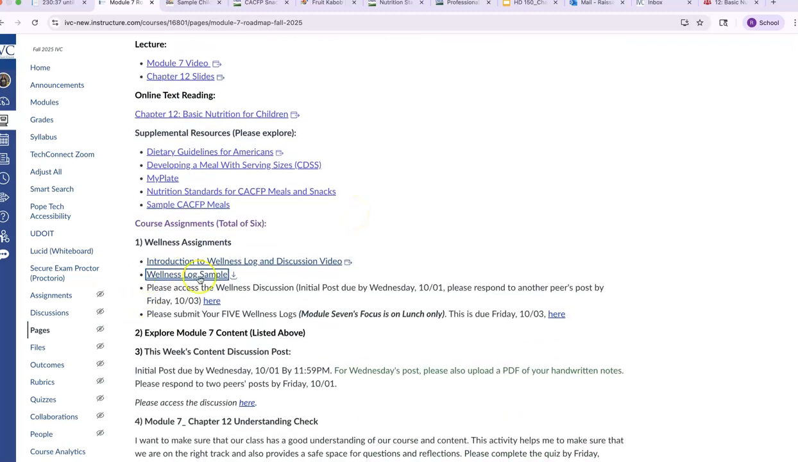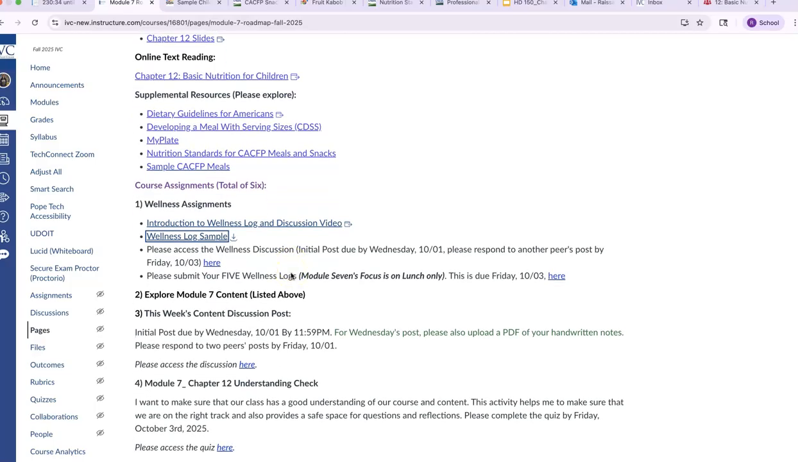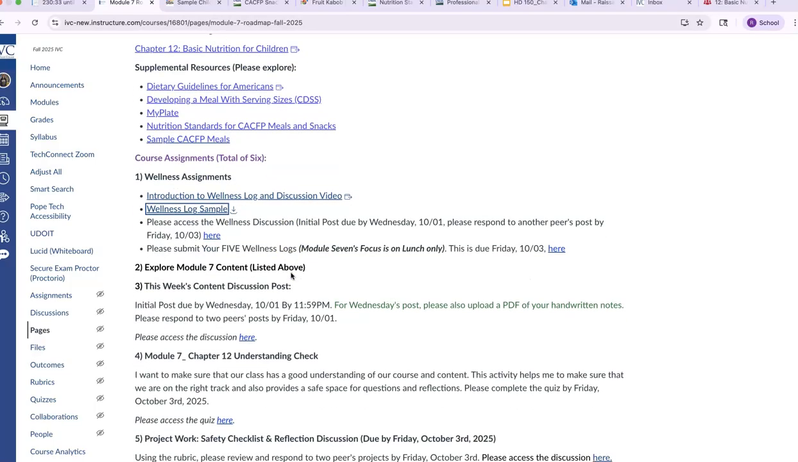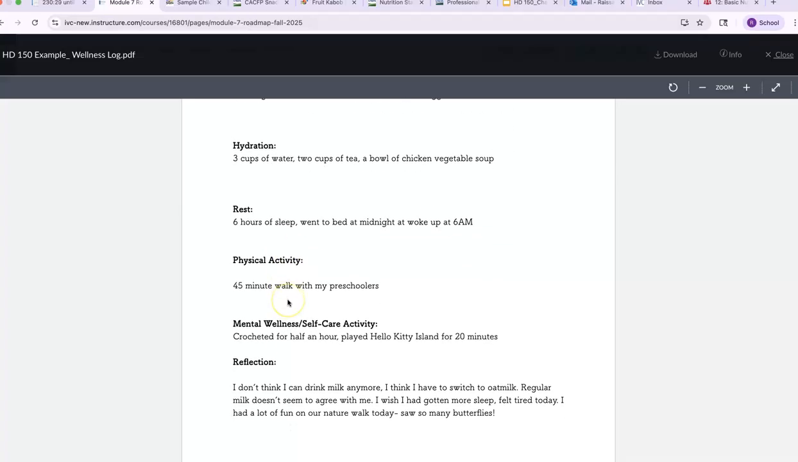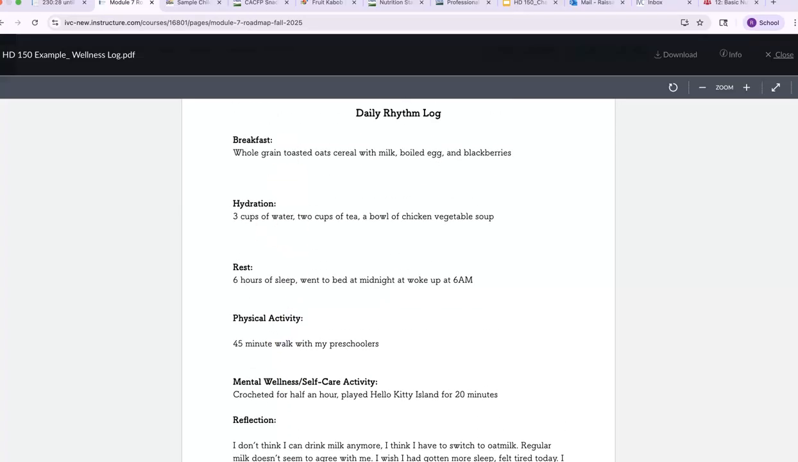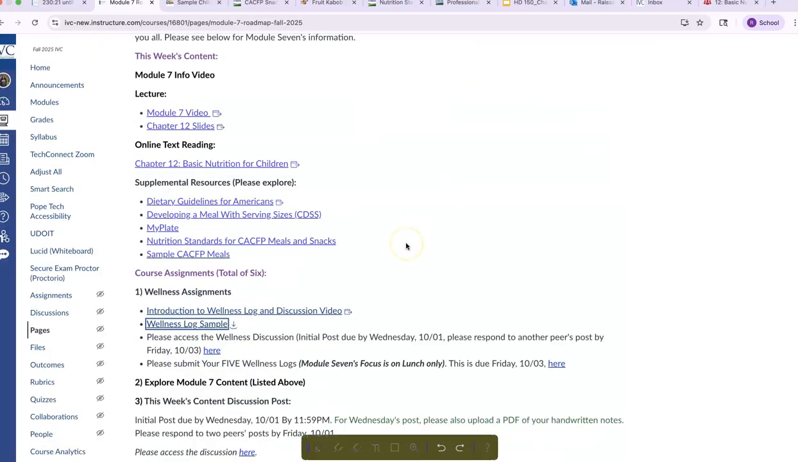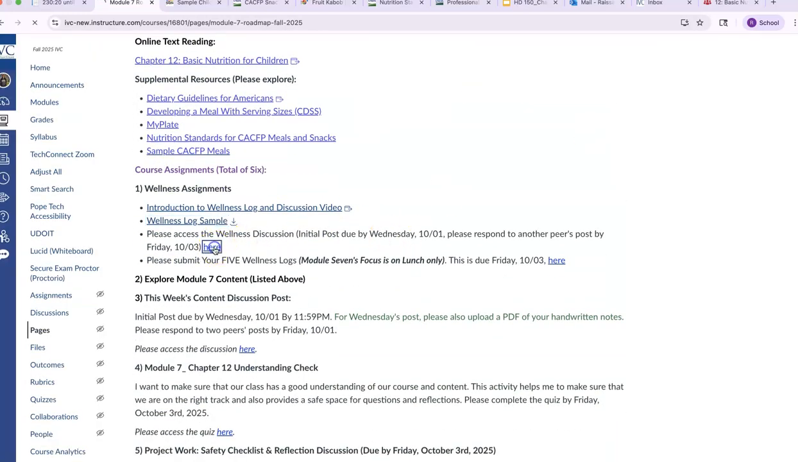So make sure that you're doing the wellness logs properly. It's 5 of them. Please follow the sample. And I don't mind, you can use different graphics, different formats, but that information that I talked about earlier, all of this has to be on there. I don't care what it looks like. You can make it pretty. You can do a spreadsheet. I don't mind. But the food, the hydration, the rest, the physical activity, mental wellness, self-care activity, and reflection need to be on there. All right, so you're going to click on here.